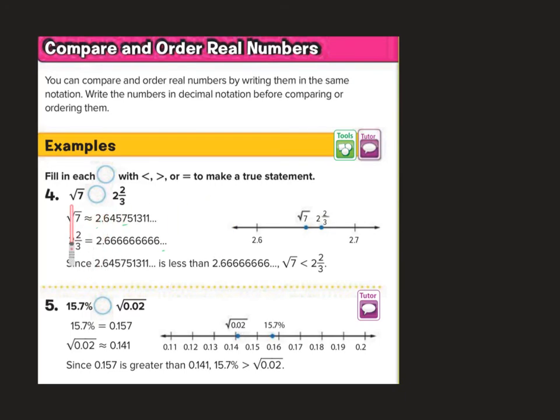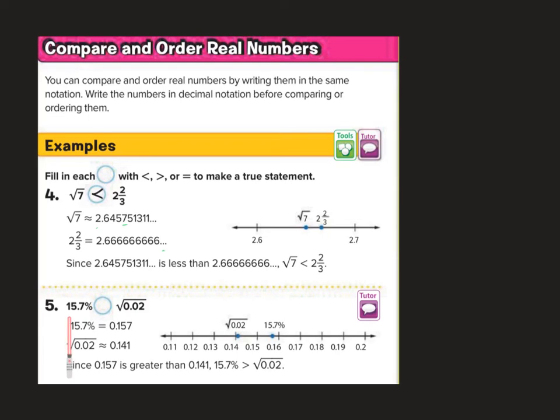So here we have the square root of 7 compared to 2 2/3. If we take the square root of 7, we get approximately 2.6 and so on. And if we break down 2 2/3 into a decimal, we get 2.6 repeating. So when we compare 2.64575 and 2.6 repeating, we know that 2.64 is less than 2.6 repeating. So therefore, we would place our less than sign in the circle.